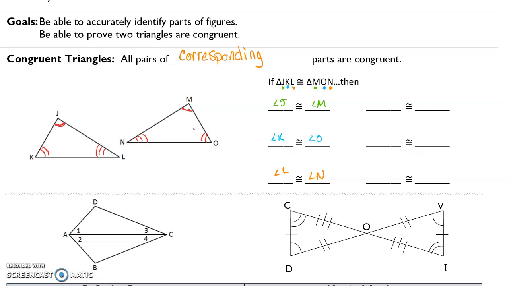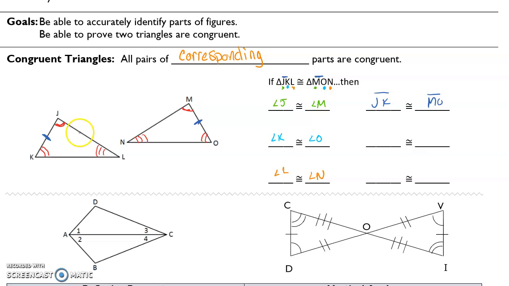From here, I can identify my congruent segments. The segment that connects J to K is congruent to the segment that connects M to O, because I can tell that J and M are congruent, K and O are congruent, so I can make that statement here. Segment JK is congruent to segment MO. In my triangle congruence statement, JK is first and second, MO is first and second. So all of those are going to match. Corresponding parts match in your congruent statements.